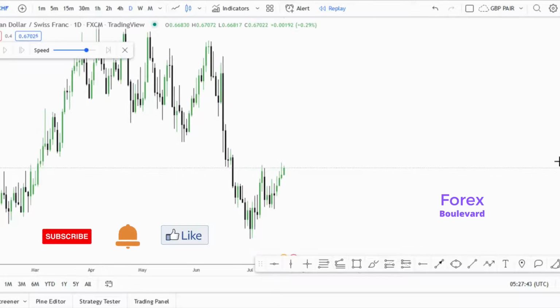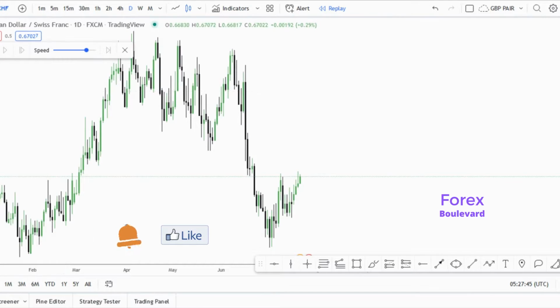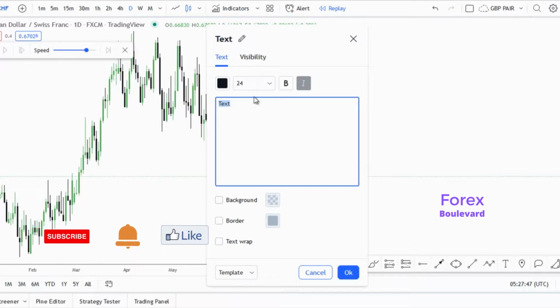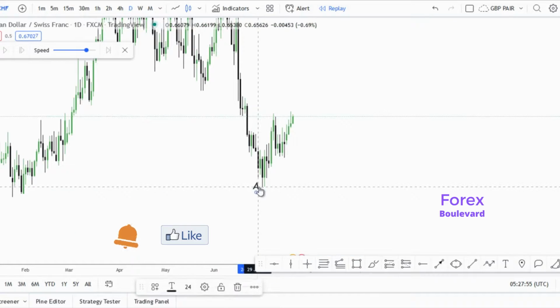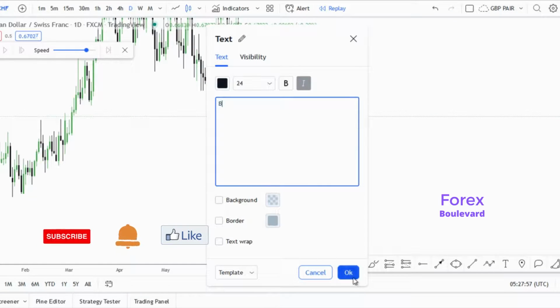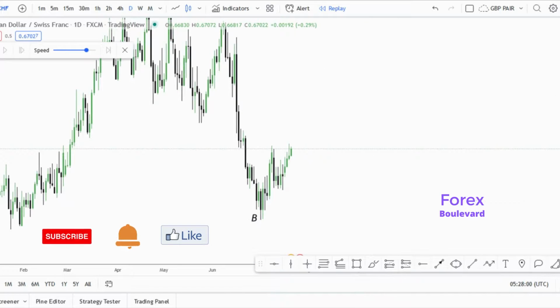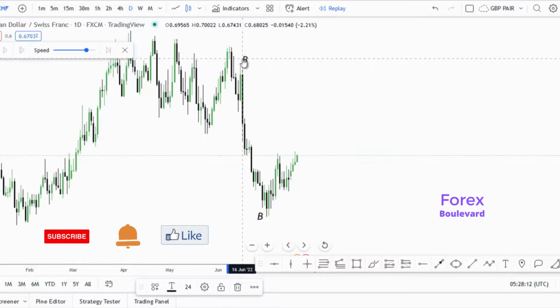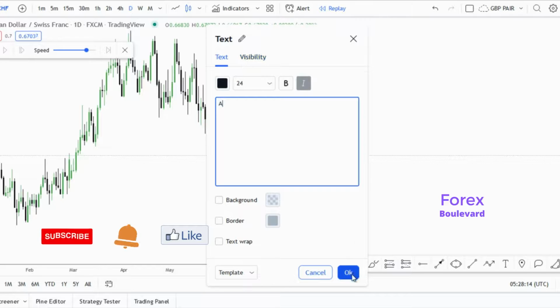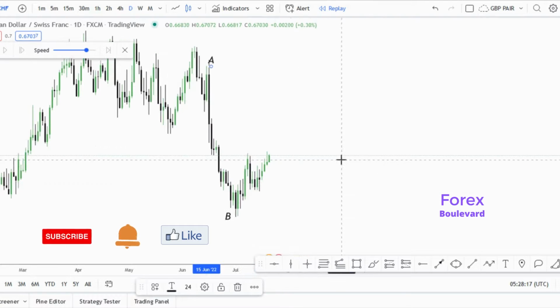Now this is point A for me, and then this is point B. Okay, so now we've gotten an impulse in the market. From this point to this point here, we've gotten an impulse between point A and point B. So now I'm looking for point C.